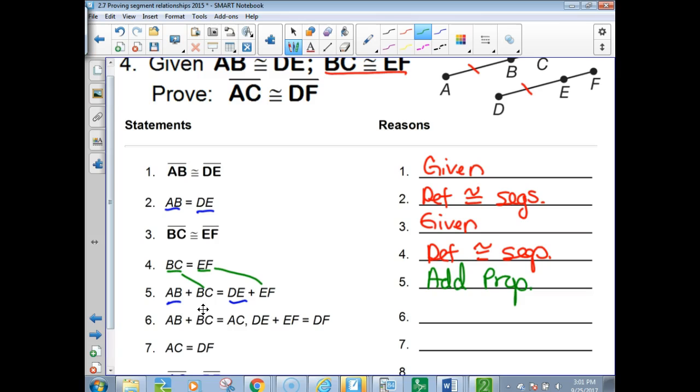All right, now, you see this? It's two different separate things. You're taking a segment plus a segment equals a segment, or a length plus a length equals a length. What happens when you add two segments? What's the name of the property? What are you adding? Segments. Okay, segment addition property.